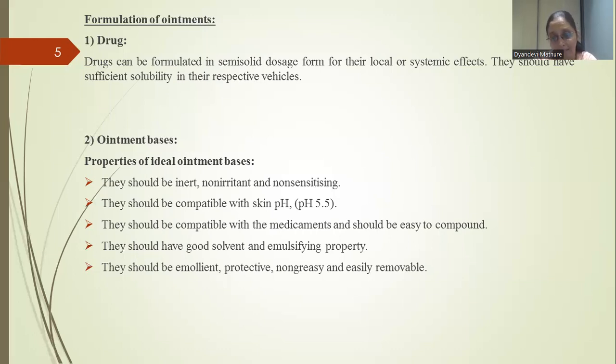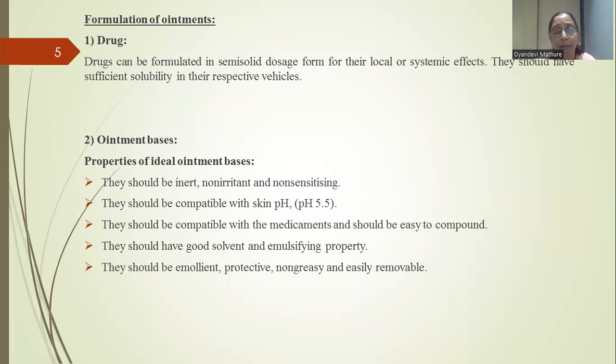it should be non-sensitizing. Second, very important, it should be compatible with the skin pH. So the pH of your skin, as we know, is 5 to 6, 5.5. So whatever ointment we are preparing, the base which we are using should be compatible with the skin pH, so that you will not feel irritation or any reaction.